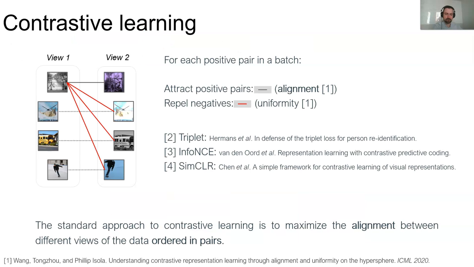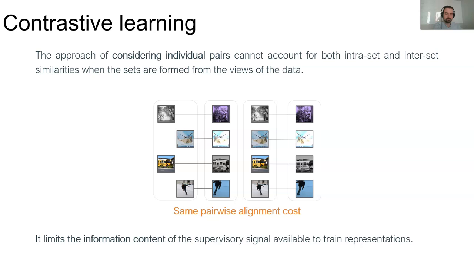Let us start. The standard approach to contrastive learning is to maximize the alignment between different views of the data, ordered in pairs. Practically, contrastive learning aims to maximize the alignments in positive pairs, while negative pairs are needed to avoid collapse. Many existing contrastive learning methods follow this paradigm. In this work, we note that the approach of considering individual pairs cannot account for both intraset and interset similarities when the sets are formed from the views of the data.